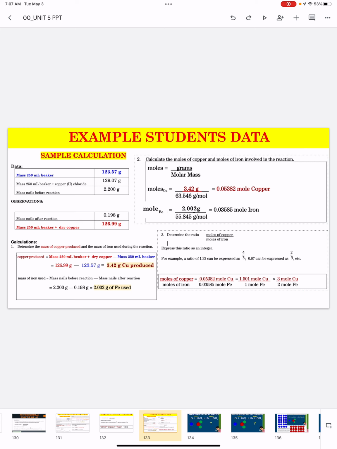This student got 1.5 over 1, but to express that as a ratio or as a fraction, 1.5 over 1 is the same thing as 3 over 2. If you got 1, then it would be 1 over 1. If you got 2, it would be 2 over 1. If you got 0.3, technically that's 1 over 3. If you got 0.6, that's 2 over 3.